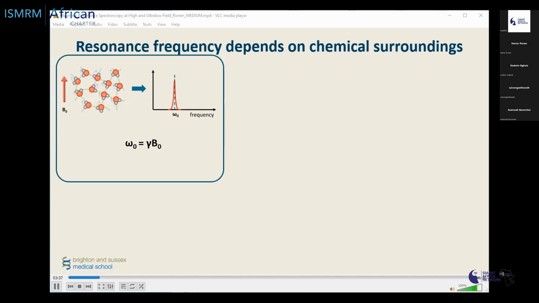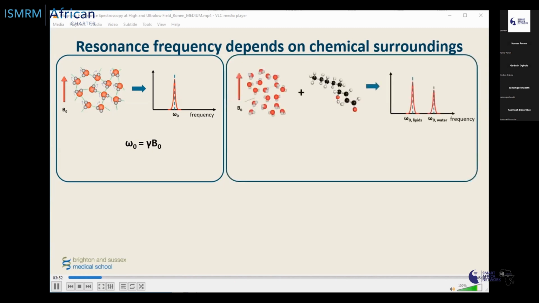And we know its value for protons, so we can calculate what is the resonance frequency that we get at a given magnetic field. So for example, at 1.5 Tesla, the resonance frequency of protons is about 65 megahertz.